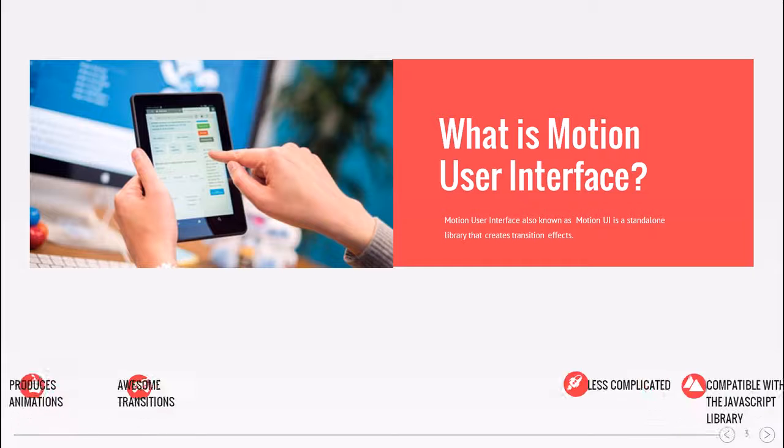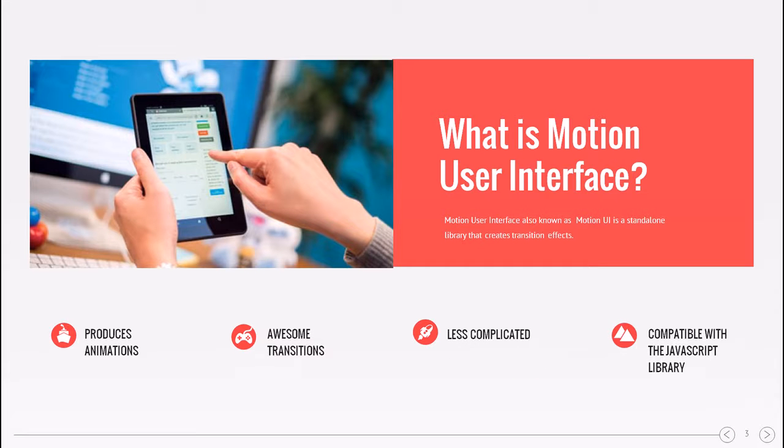What is motion user interface? It is a standalone library that creates transition effects. It produces animations. It has awesome transitions. It's less complicated to use and is compatible with JavaScript libraries.